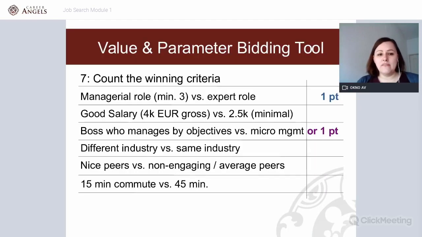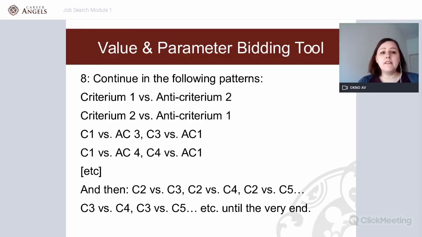And again, you score. Either you say, I want to be a manager so much that I don't care for the micromanager boss, or you say, no, I would rather have my freedom and be an expert for another 2 years. And you again do this. And you basically do that for the whole table. So you go 1-2, 1-3, 1-4, 1-5, 1-15, and then 2-3, 2-4, 2-5, 2-6, 2-7, until the very, very end, where you have 13-14, 13-15, 14-15. So this is an exercise that can take between 1 and 2 hours if you do it properly.